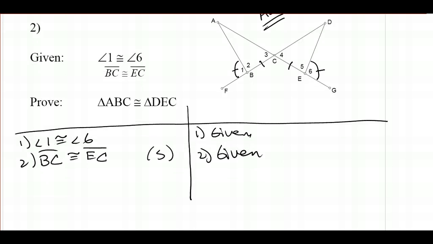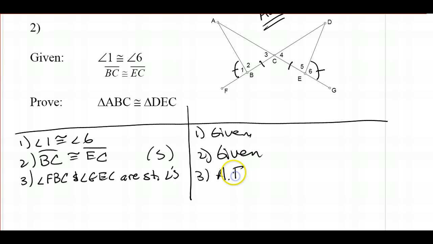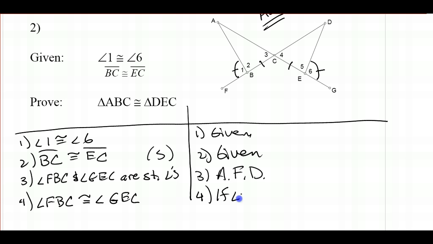So the first thing that I'm going to need are a couple of straight angles. So I've got angle FBC and angle GEC are straight angles, and that's assumed from diagram. And then since they're straight angles, I know that they're congruent, so angle FBC is congruent to angle GEC. If angles are straight angles, then they're congruent.